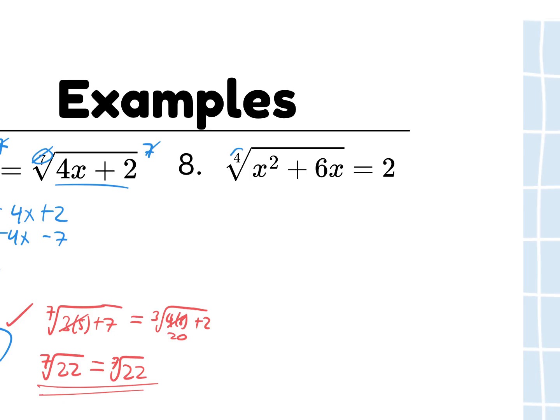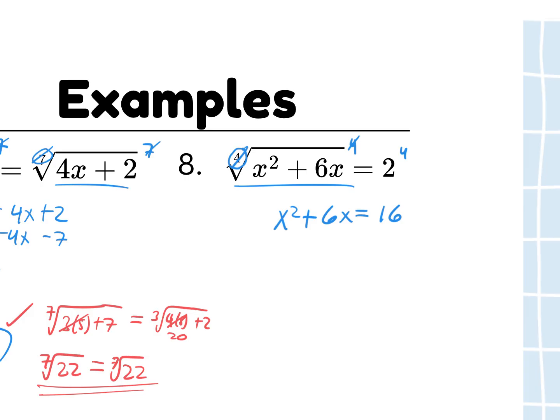All right, good. And now let's try the same thing with number 8. Again, I have a higher index. I have a fourth root. So what I'm going to do is raise both sides to the fourth power. It's already isolated, I don't need to get it by itself. Because that 4 and this 4 are going to cancel out. And then you're left with x squared plus 6x equals 2 to the fourth power, which is 16.